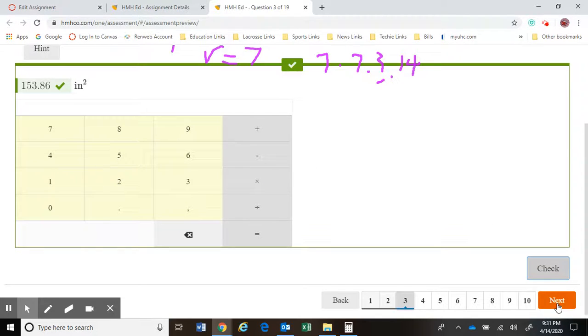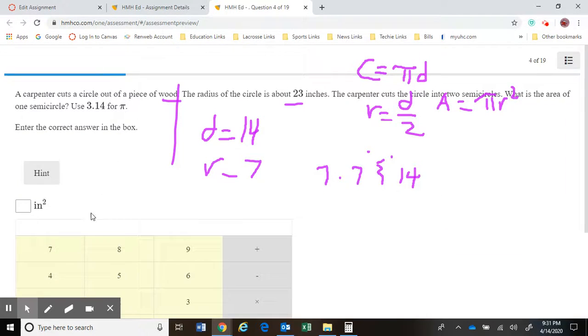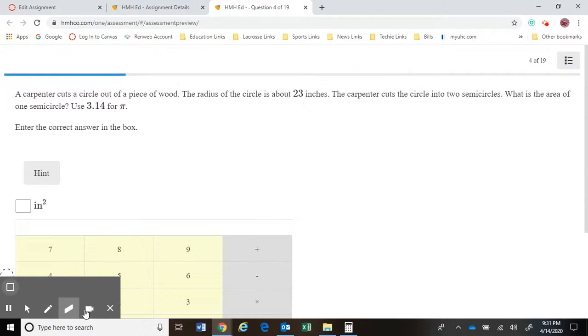All right, moving on to question 4. Clear it. A carpenter cuts a circle out of a piece of wood. The radius of the circle is 23 inches. And then the carpenter cuts it into 2 semicircles. What's the area of one semicircle? Well, he's got a circle and he cuts it into 2 semicircles. So what has he done? He's taken a circle and he's cut it in half. So I just want to find the area of a circle and then cut it in half, right?